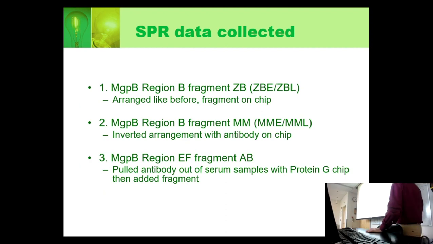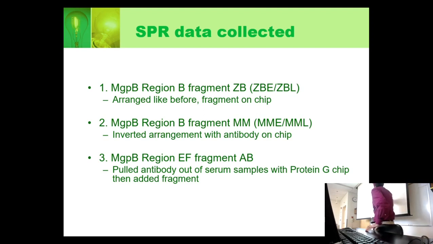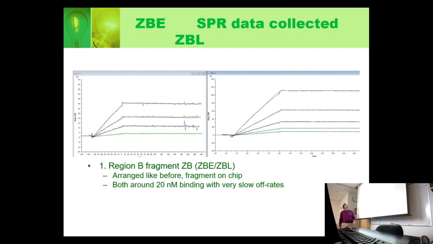I'm not going to spend too much time talking about the previous SPR data that we collected. This was two years ago, when we had students designing different fragments. These are region B fragments, and they bound antibodies in different ways. I'm not going to go through it except to say this is what antibody binding looks like. Hopefully we'll see something like this when we throw our antibodies onto the chip.